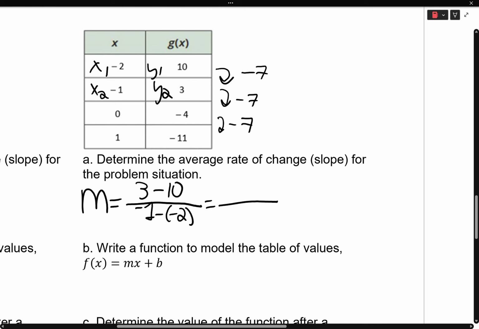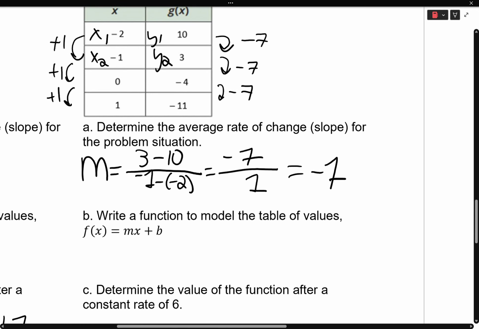For the x's, it looks like I'm adding 1 each time. And negative 1 minus negative 2 is positive 1. Negative 7 over 1 is just negative 7. Let's write our function. F of x equals negative 7x. Our b is our y-intercept. Negative 4.